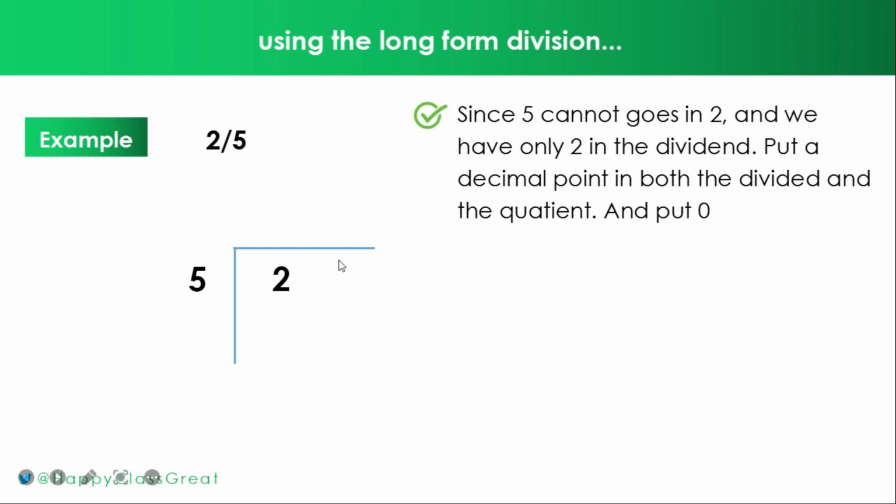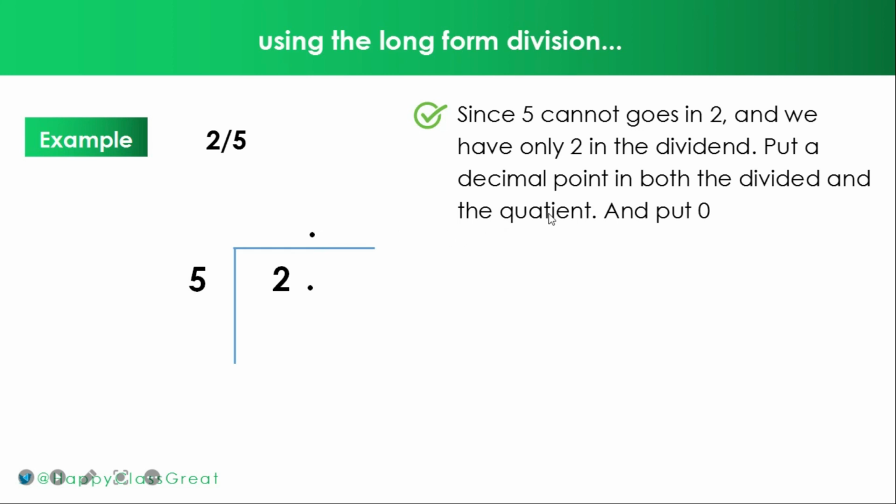The number you write inside this place here is called the dividend. You understand? That means the numerator is called the dividend when you are using the long form division. When the 5 here cannot go into the 2, and we are having only one number here, the next thing we are going to do is put a decimal point in the dividend. You understand? And this place is called the quotient.